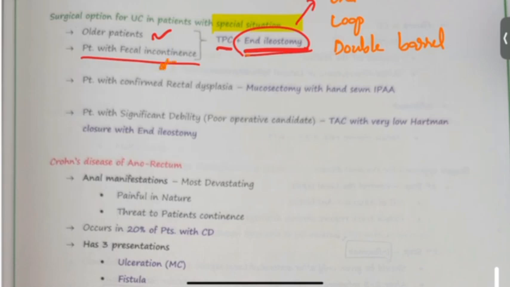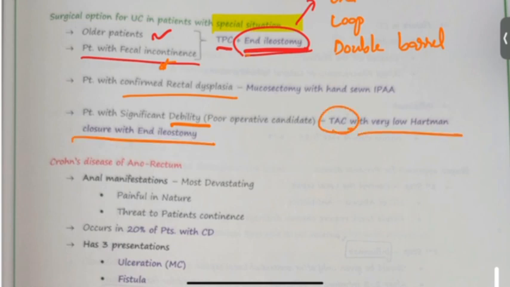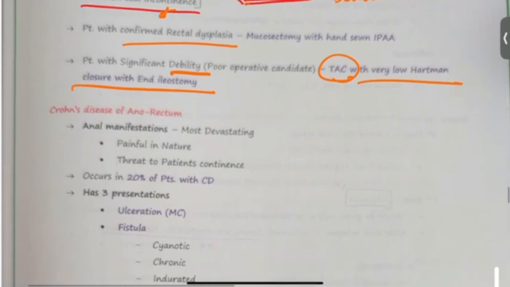Okay, a patient with confirmed rectal dysplasia, that is the rectum is also involved: in that case, mucosectomy with hand sewn IPAA. Next, a patient with significant debility: total abdominal colectomy with very low Hartmann closure and end ileostomy. I don't know about this myself, okay, will leave it.